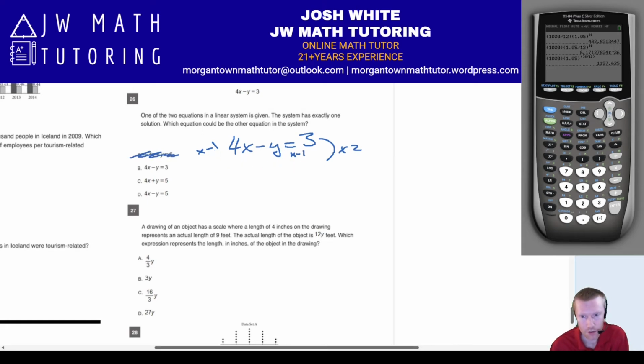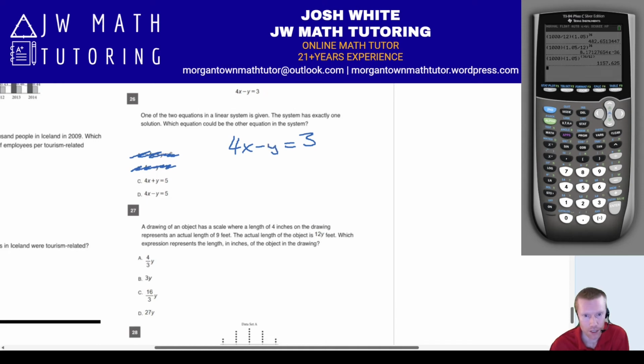So now let's check some of the other answer choices. 4x minus y equals 3. Notice here, again, it's times 1, and here, again, it's times 1. So that means this is not one solution. Again, we're looking for the x and y to have different multipliers.